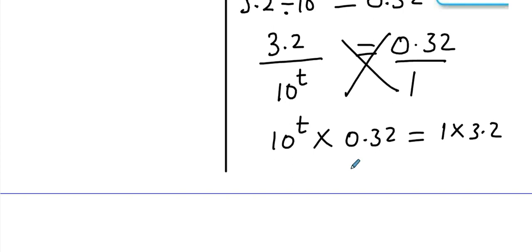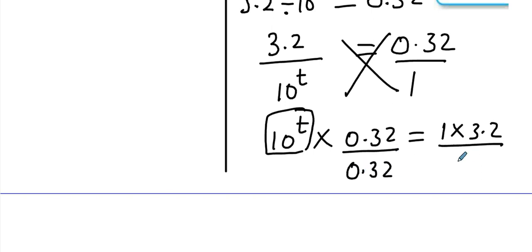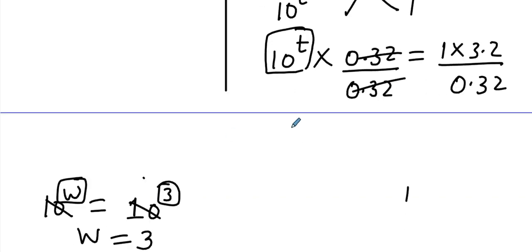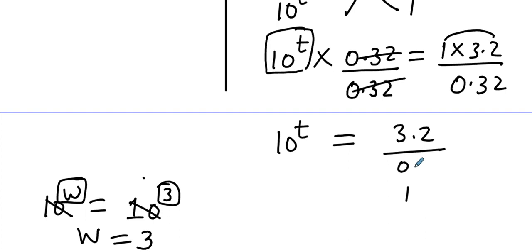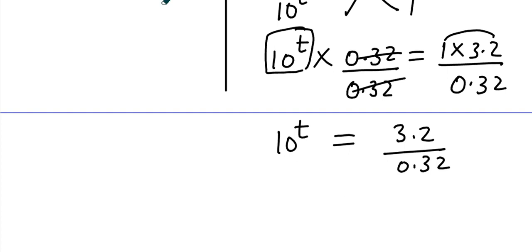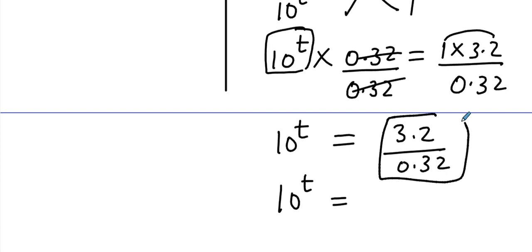All right, so how do we move from here? We are looking for 10 to the power of t. So 10 to the power of t should remain alone. So what we are going to do is divide by 0.32. This will cancel. And you are going to remain with 10 to the power of t equals 1 times 3.2, which is 3.2 over 0.32. See that? Then this will be 10 to the power of t equals, now this one I'm going to use a calculator.